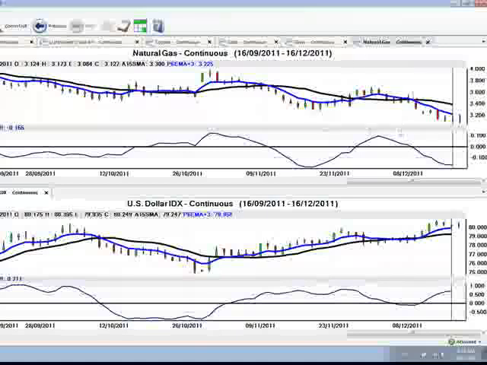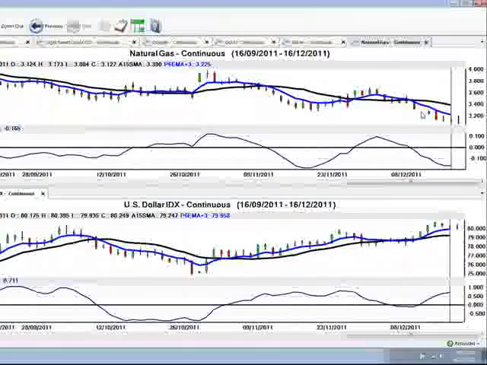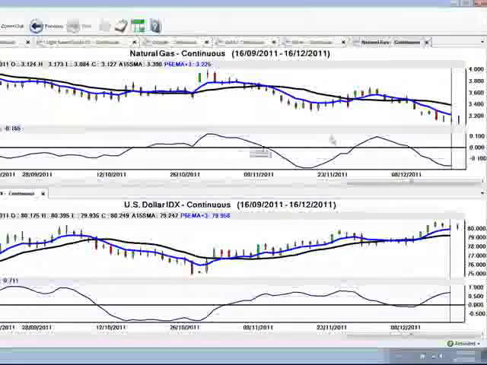So when we look at these correlations, it looks like the dollar may have a pretty good year in 2012, but again, we have to worry about things like QE3. But even with QE3, I question to what extent it's really going to weaken the dollar.